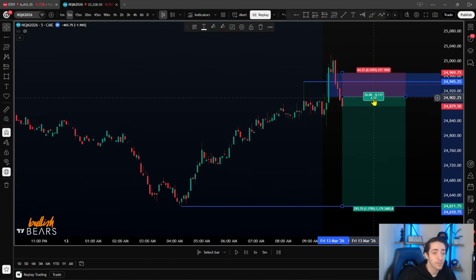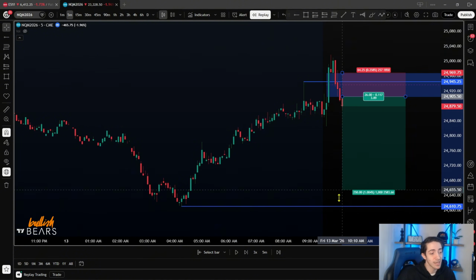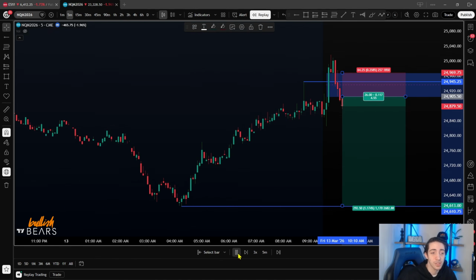Risk reward is 4.5 to 1, and because we just swept a recent high and we're looking to trade the range, we're going to target that next low that we have. We're going to let it play out.